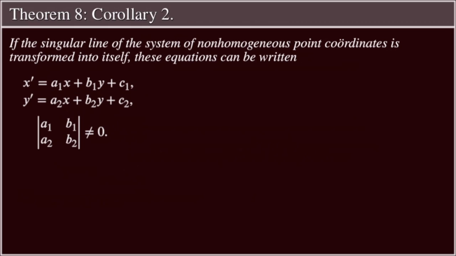Corollary 2. If the singular line of the system of non-homogeneous point coordinates is transformed into itself, these equations can be written x prime equal to a1 x plus b1 y plus c1, y prime equal to a2 x plus b2 y plus c2, provided the determinant a1, a2, b1, b2 is not equal to 0.